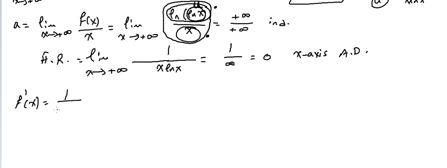I just did it, right? Which is 1 over x ln x, and this is a strictly positive number. This means that the function, because the numerator is a constant number, it's positive, and the denominator is positive according to the domain. So the function is strictly increasing.